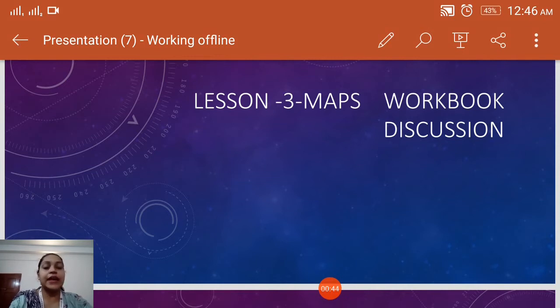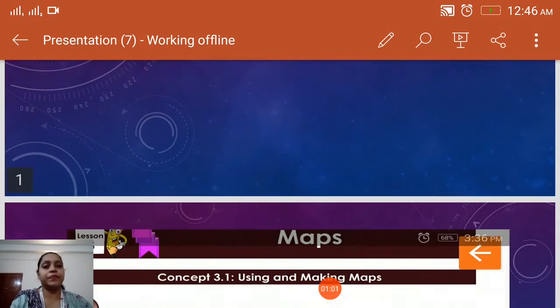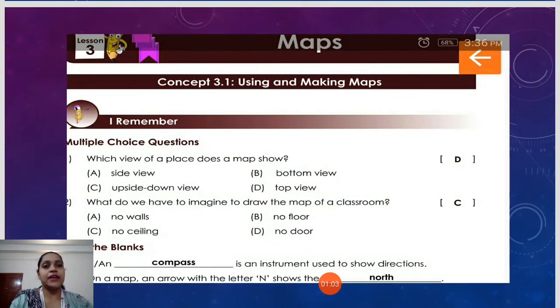All of you children take out your workbook, and turn to lesson number 3, that is maps. And children, I'll explain the questions, I'll discuss the questions so that the questions are clear to you. Okay, children? So children, let's start. Okay, here comes the first page of maps, and it's given there, using and making maps.